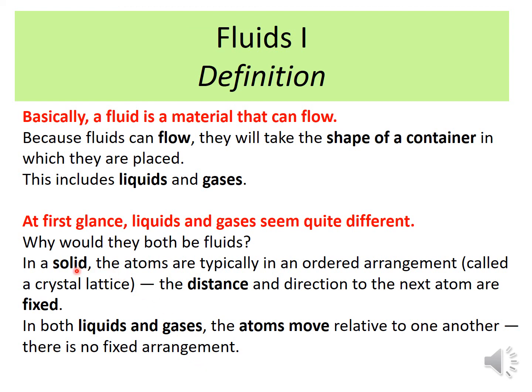And this is completely opposite to a solid where the atoms are in an ordered arrangement and the distances are fixed and the directions between the molecules are also fixed. So this is completely different. In a gas and in a liquid, you have the atoms moving, and in the solid, you have the atoms somehow put in place, not moving, and fixed.